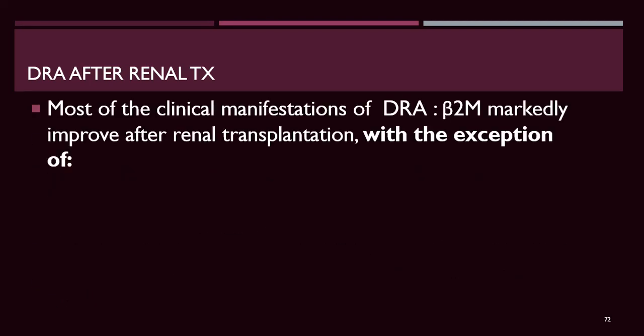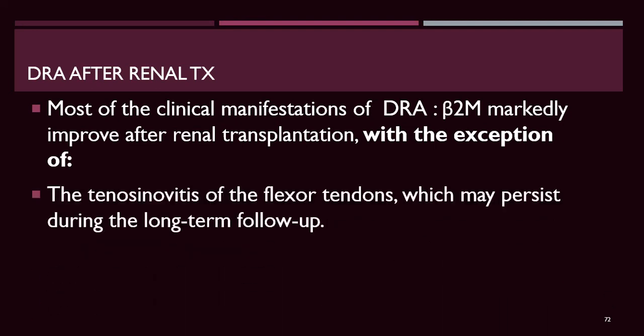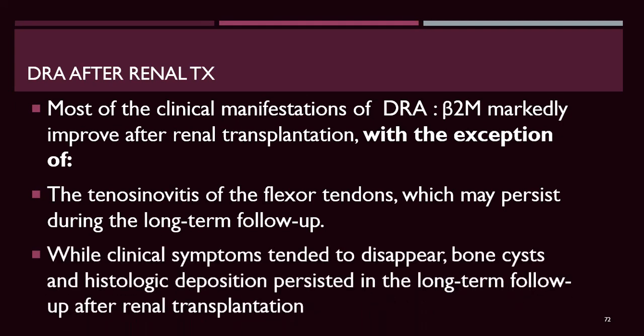After renal transplantation, beta-2 microglobulin markedly improves, with the exception of tenosynovitis of the flexor tendons, which may persist during long-term follow-up. While clinical symptoms tended to disappear, bone cysts and histological deposition persisted in the long-term follow-up after renal transplantation.